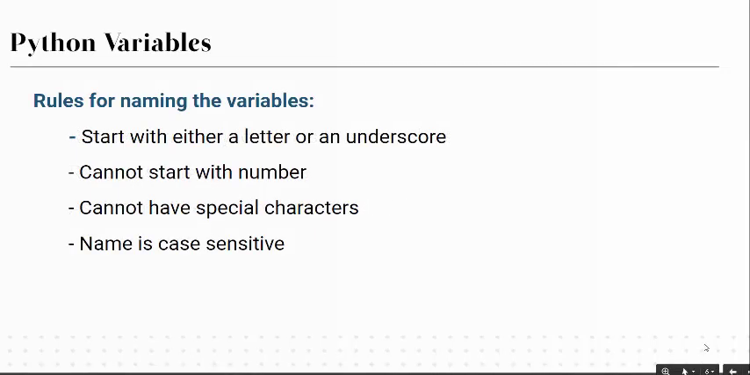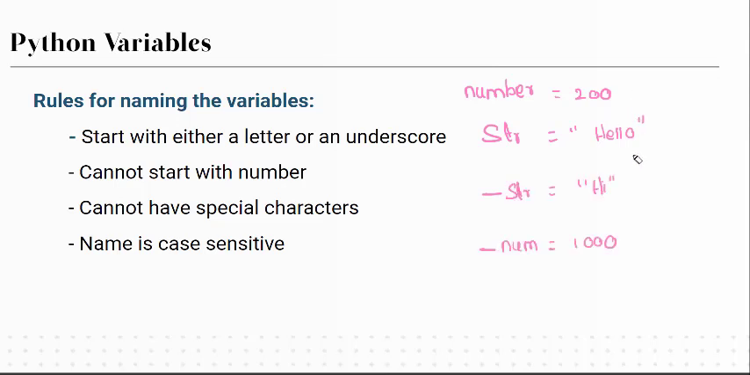Python has some rules for assigning variables. The first rule is that the name of the variable must always start with either a letter or an underscore. For example, number is a variable that is assigned 200. This is a valid variable used for Python programming because it starts with a letter. str is equal to hello, and underscore str. These are some valid variables used for Python programming.